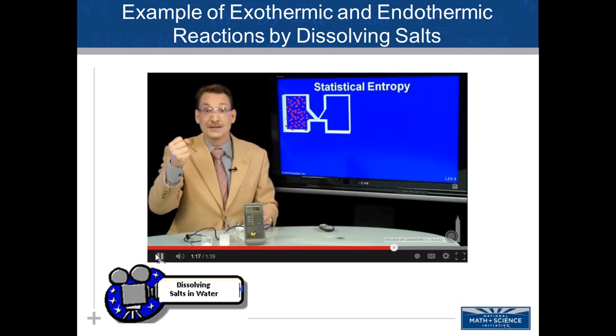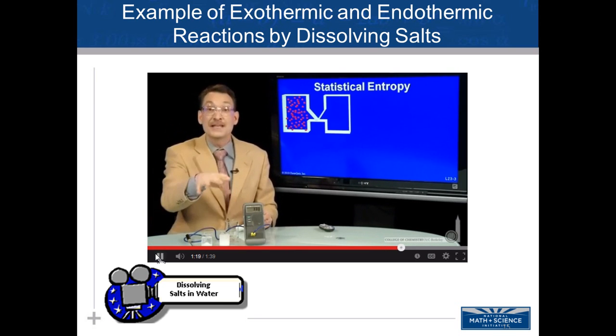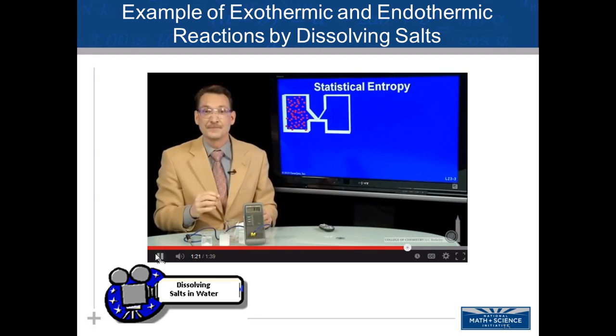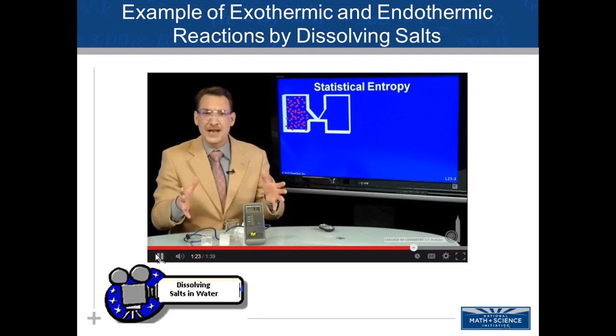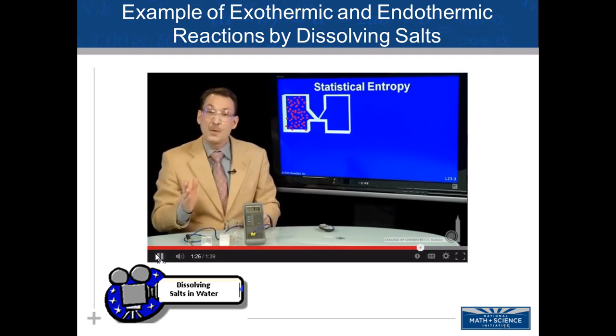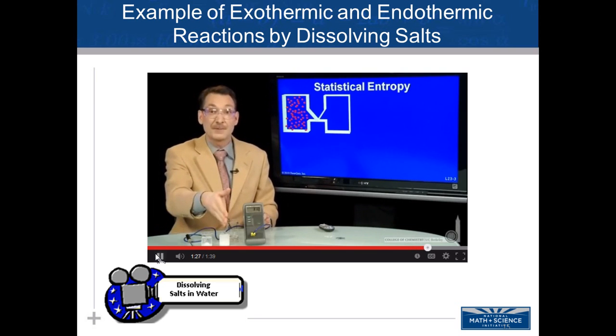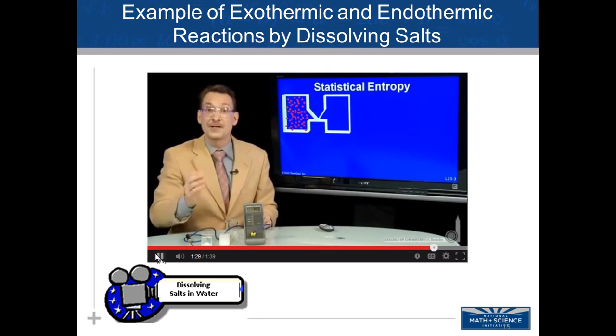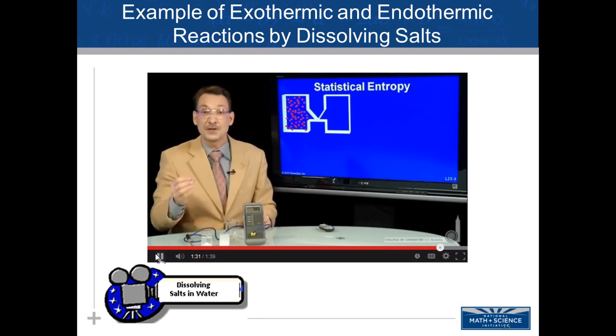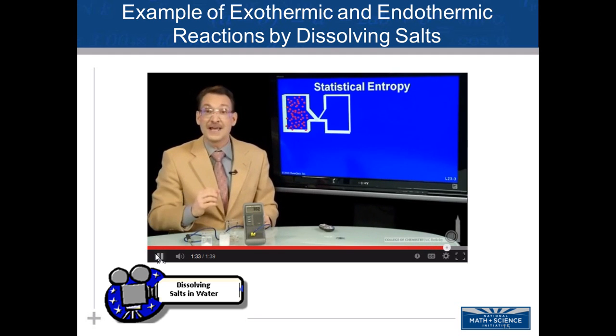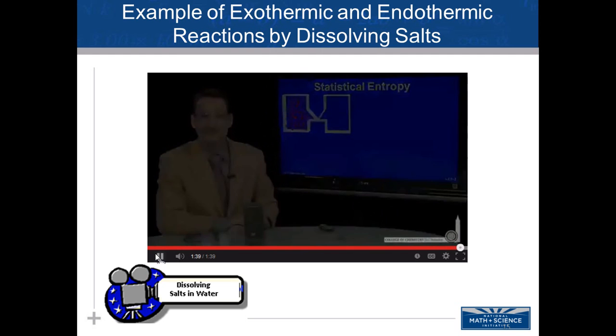One absorbed energy as it proceeded forward. The other released energy as it proceeded forward. So there has to be another thermodynamic parameter that will predict what's the forward direction for chemical reactions. What's the preferred way that chemical reactions will go? We need to find that thermodynamic parameter, and that's the subject of this lesson.